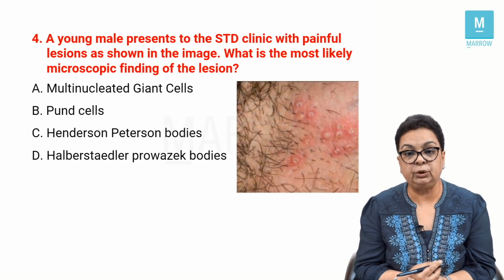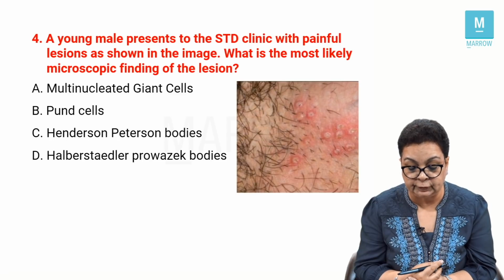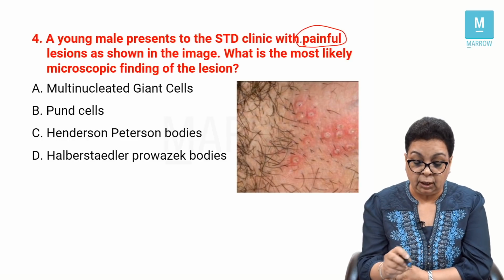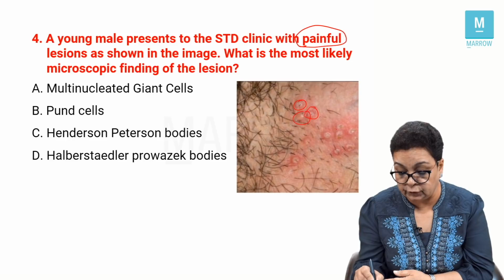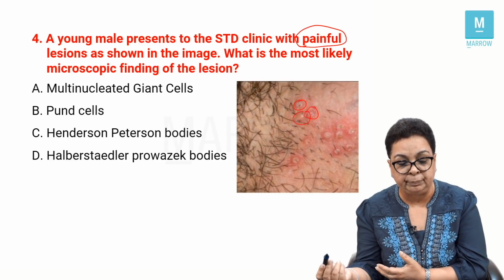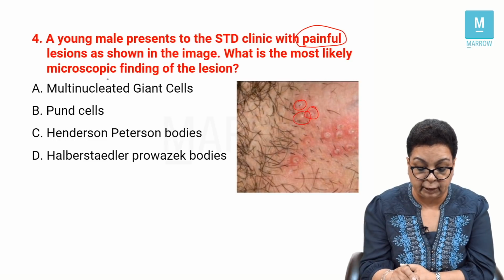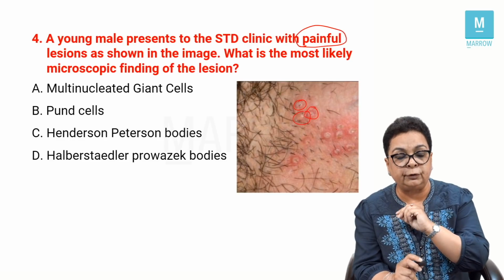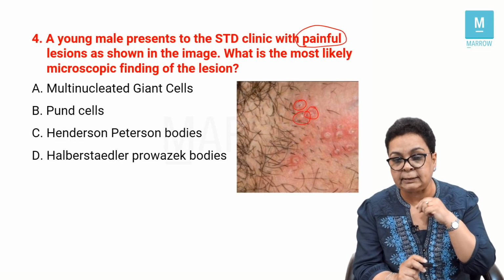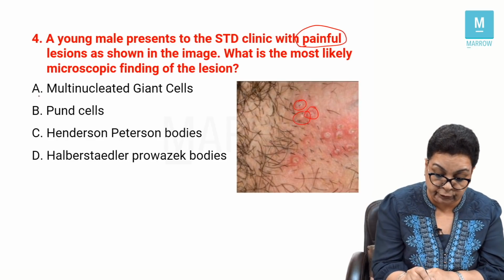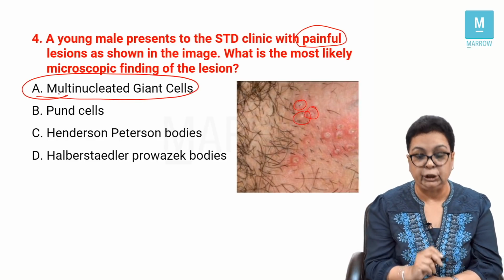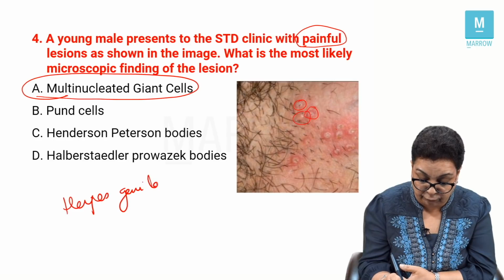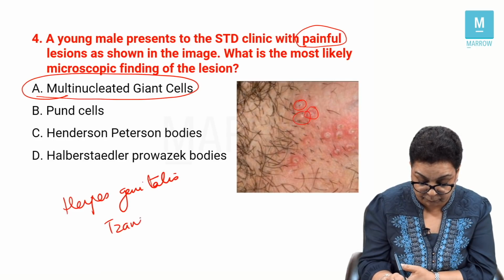A young male presents to the STD clinic with painful lesions as shown in the image. So we have again painful genital lesions. And can you see there are multiple lesions? So this is more likely pointing towards herpes genitalis. What is the most likely microscopic finding of the lesion? What are we going to do? We are going to scrape off the roof of this vesicle, take a scraping from the base and prepare the Tzanck smear. And what are we going to see on microscopy? Multinucleated giant cells. So our diagnosis here is herpes genitalis, and we are going to prepare the Tzanck smear.